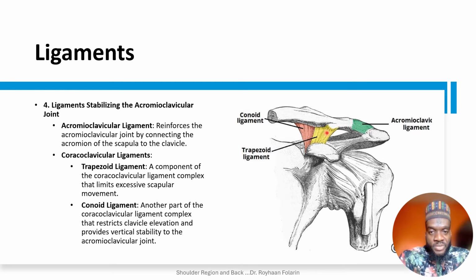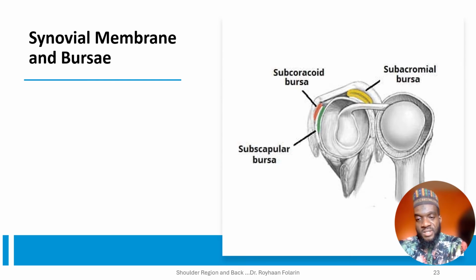So amongst this is the trapezoid. As you can see from the shape, the trapezoid ligament limits excessive scapular movement, while the conoid, named also because of its conical shape, helps to restrict the elevation. It restricts the clavicle during elevation, and it also provides vertical stability to the acromioclavicular joint. So both of these ligaments run between the clavicle and the coracoid process of the scapula. They also contribute towards the stability of the shoulder joint.